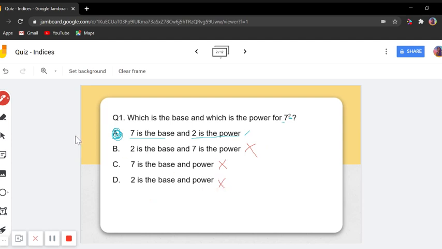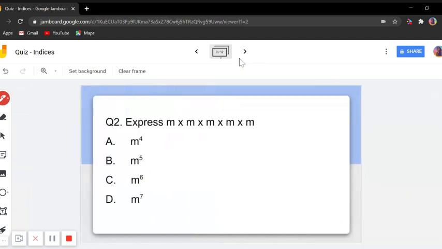So the correct answer for question number 1 is A. 7 is the base and 2 is the power for 7 to the power of 2. Okay. Alright, let's jump to the second question.